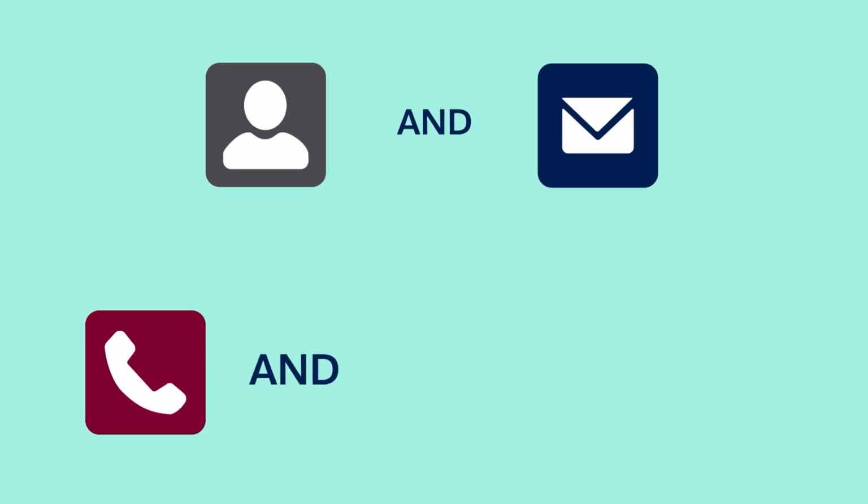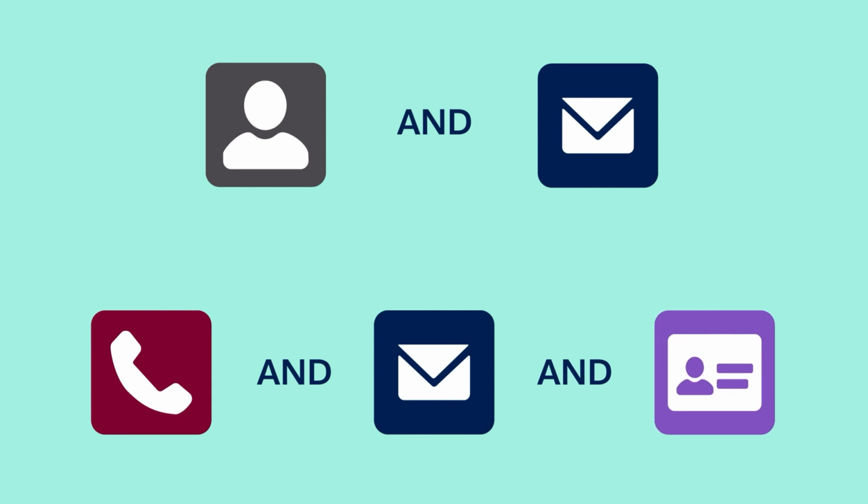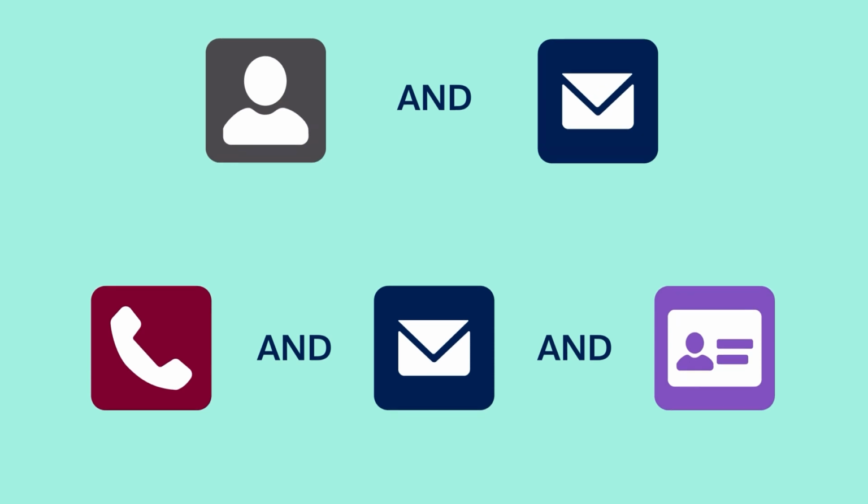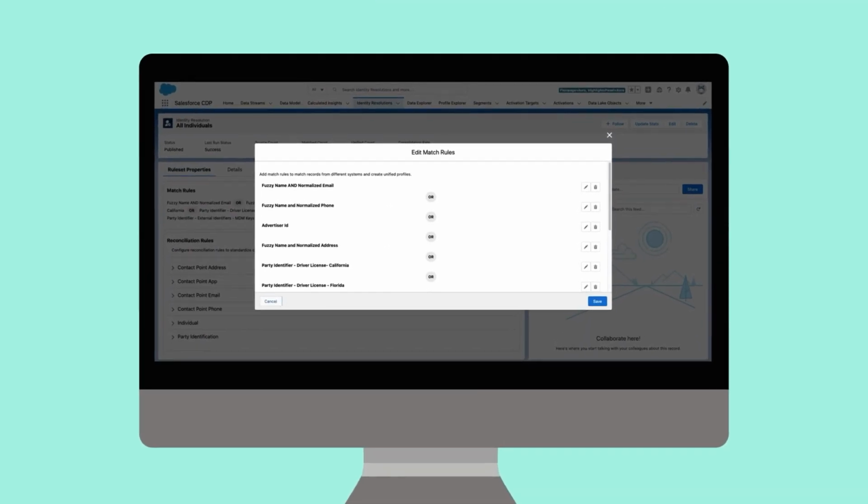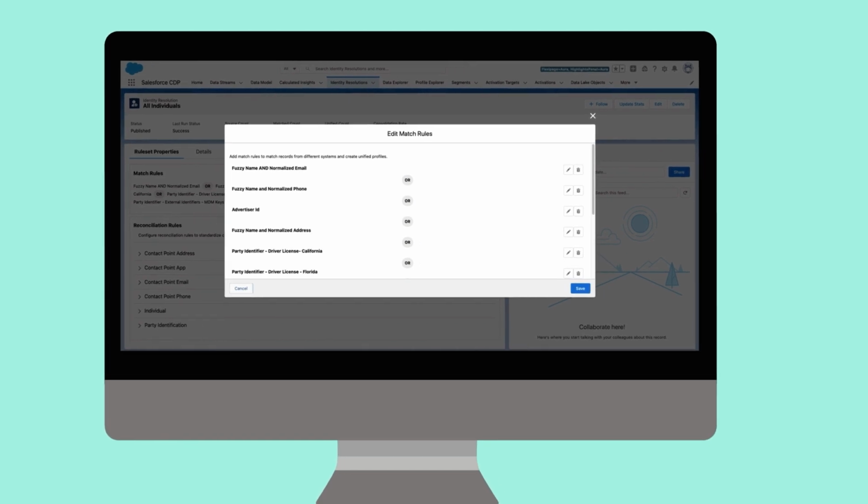For example, for Tom, you could have a match rule that includes fuzzy first name and email, or phone and email and party identifier, for example, Tom's lead ID in CRM. If either match rule is true, a match is made. Add as many rules as you like to create your perfect mix.